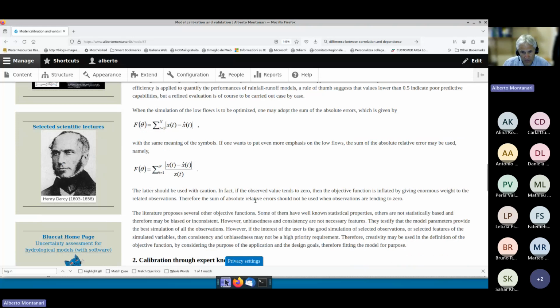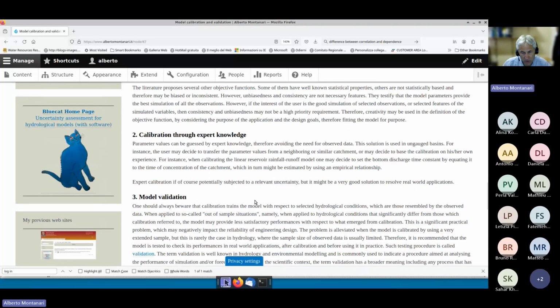Now let's move forward with another type of calibration that we may use. It is the calibration through expert knowledge. So far, what we discussed is calibration through optimization of model performances in the simulation of observed data. And so we discussed trial and error by looking again at the simulation of observed data, and we discussed automatic calibration through objective function.